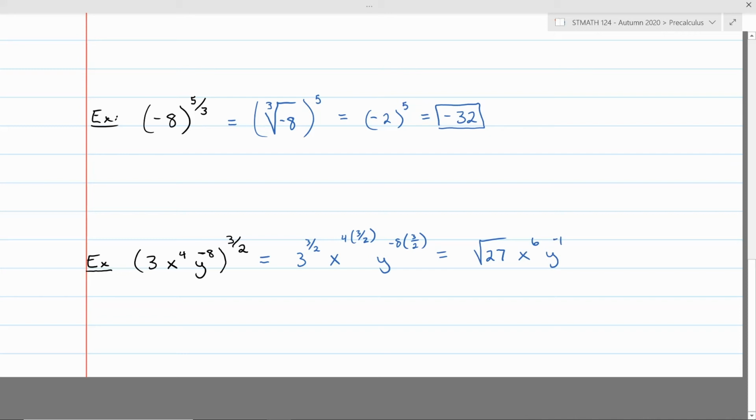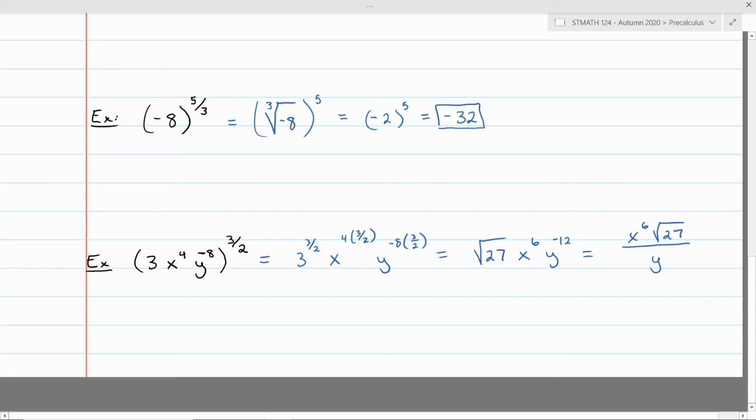So I think for my final answer, I'll write this as x to the 6th times the square root of 27 all over y to the 12th, like that. If we really wanted to simplify a bit more, we could say that 27 there is 9 times 3, so I could take the square root of the 9 and write this as 3x to the 6th times the square root of 3 over y to the 12th. So maybe that would be your simplest form of your answer right there.